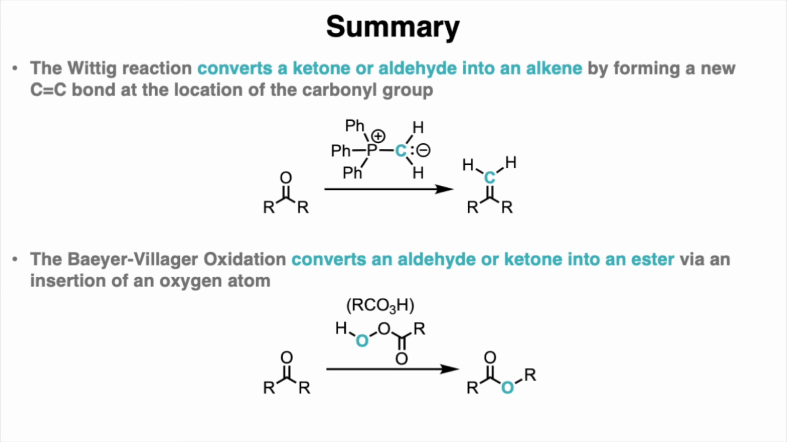So in summary, we learned two new reactions that involve carbonyls. The Wittig reaction converts a ketone or aldehyde into an alkene by forming a new carbon-carbon double bond at the location of the carbonyl using a phosphorus ylide reagent. And the Baeyer Villiger oxidation converts an aldehyde or ketone into an ester via an insertion of an oxygen atom using a peroxy acid reagent.